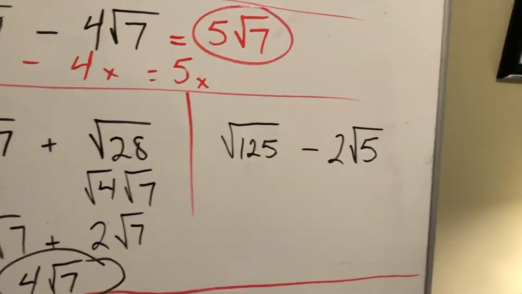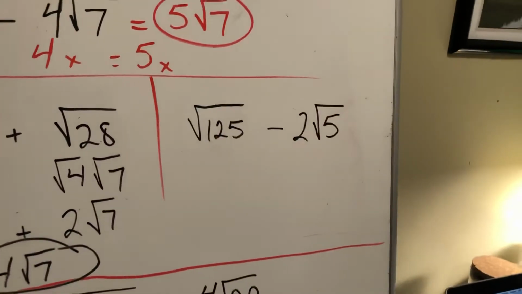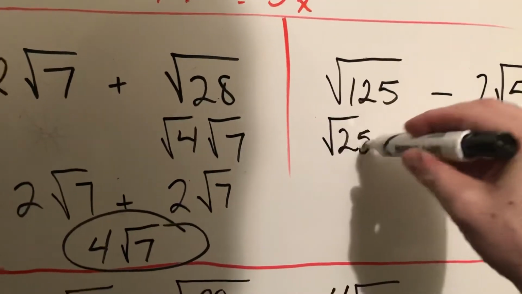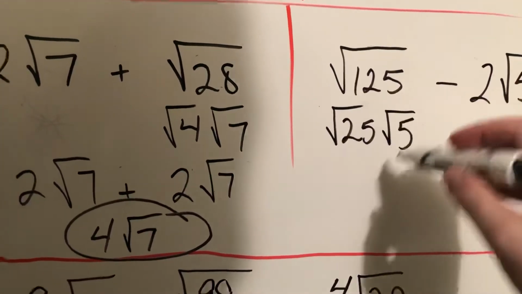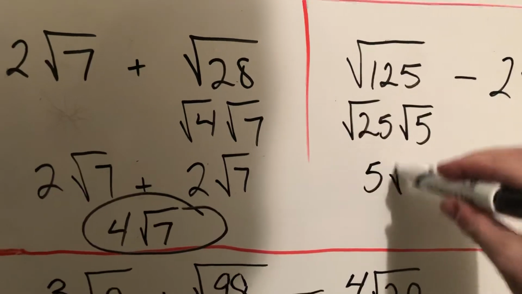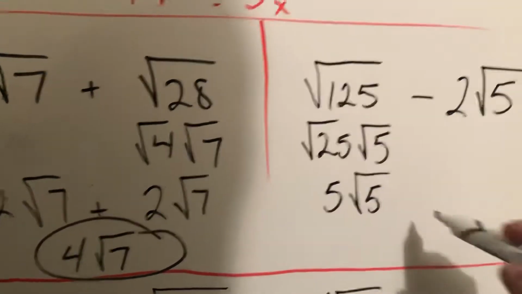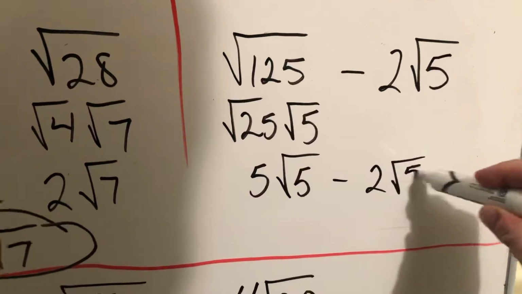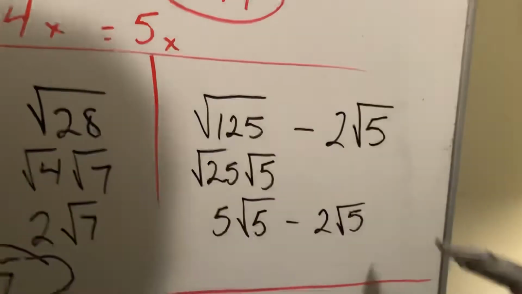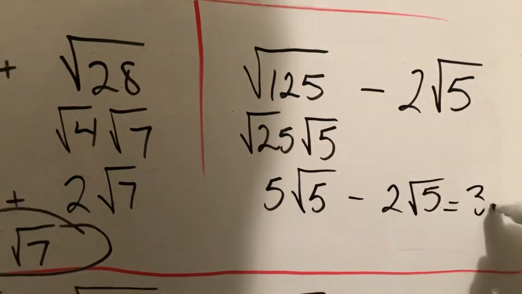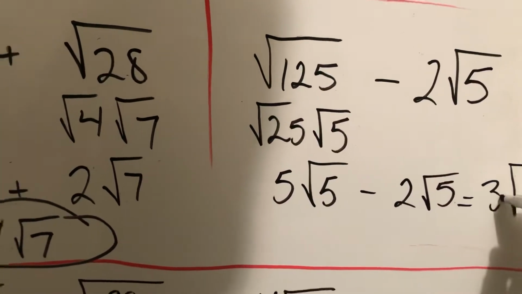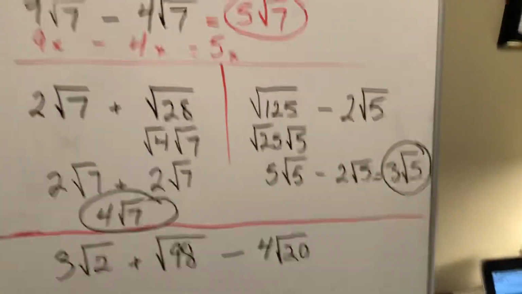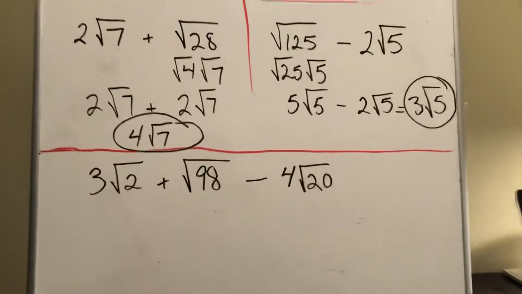So we know that the perfect square factors for 125 are 25 and 5. Remember to show your work on these problems so you don't get ahead of yourself. So that becomes 5 root 5. I'm just going to bring down the term that was already simplified. And if I take 2 away from 5, that gives me 3 root 5. Okay, 3 root 5.